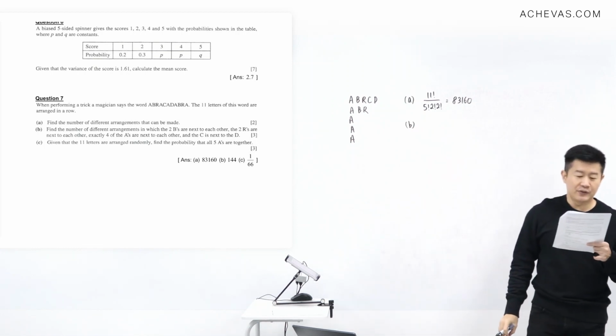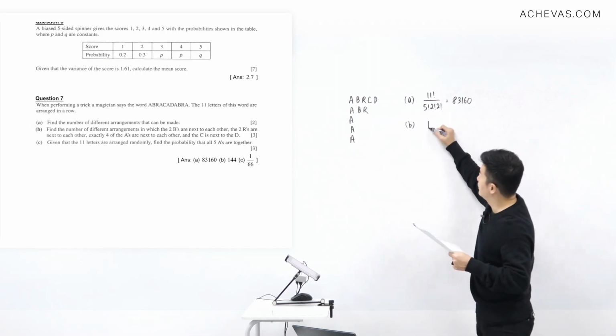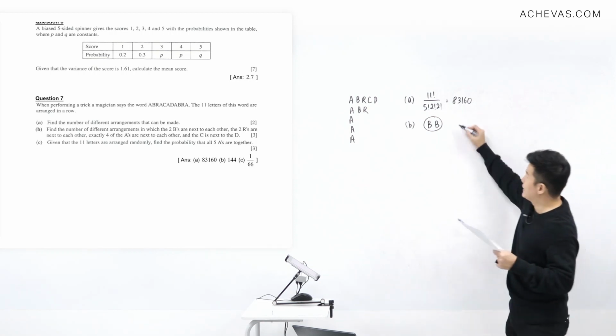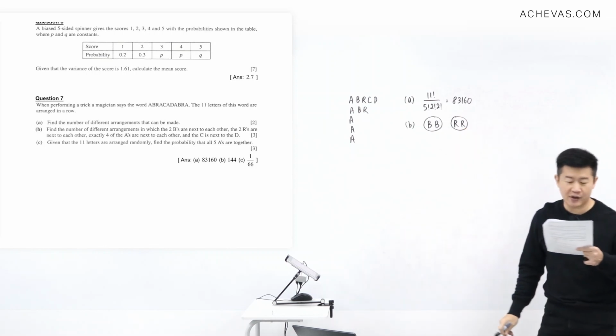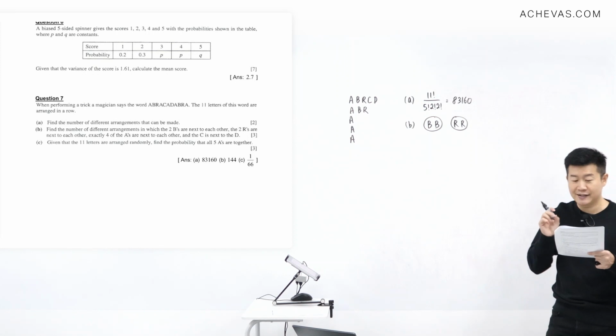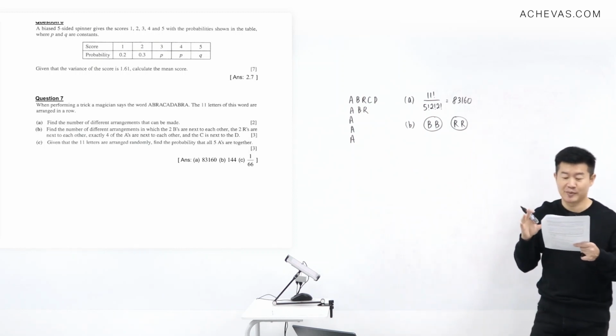Part B, find the number of different arrangements in which 2 B's are next to each other, 2 R's are also next to each other, and exactly 4 of the A's are next to each other. This is interesting. Let's put this aside first because we have 5 A's, but only exactly 4 of them are supposed to be next to each other.